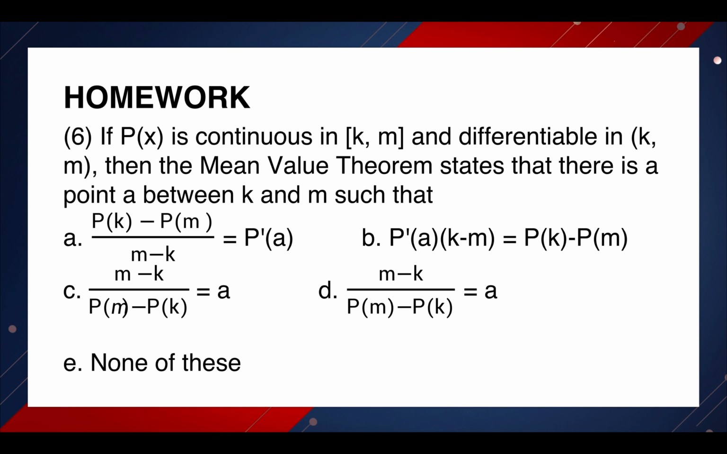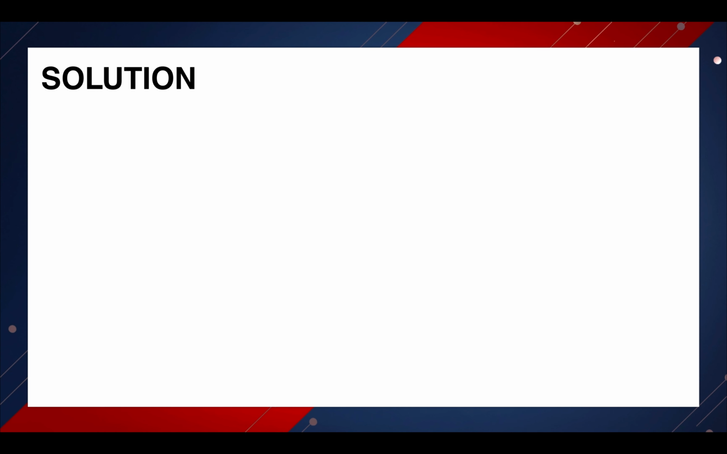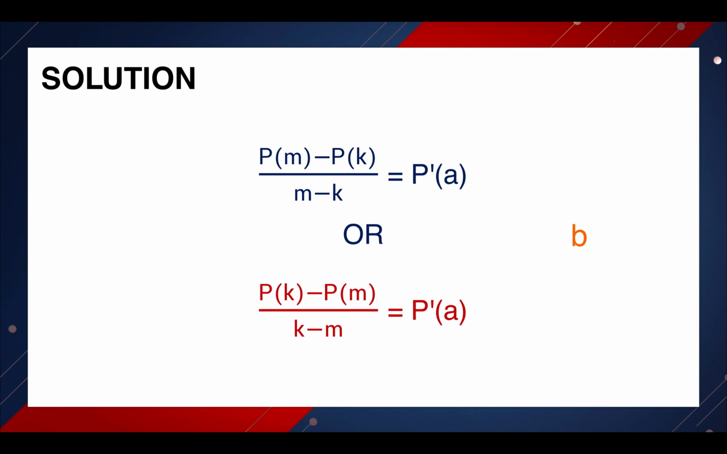Now we are moving on to homework question 6. If p(x) is continuous in the closed interval k to m and differentiable in the open interval k to m, then the mean value theorem states that there is a point between k and m such that, and there are 5 choices. What we have to do is just write out the mean value theorem formula, which is (p(m) − p(k)) over (m − k) equals the derivative of p at a. And we can see that choice B just multiplies (m − k) on both sides, so we choose B for this question.